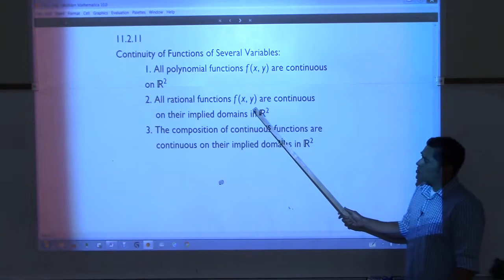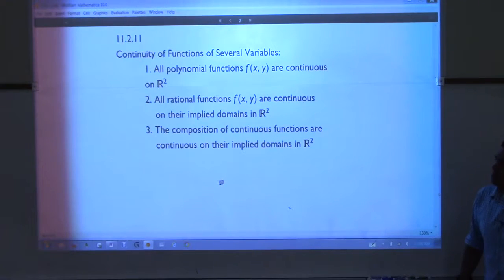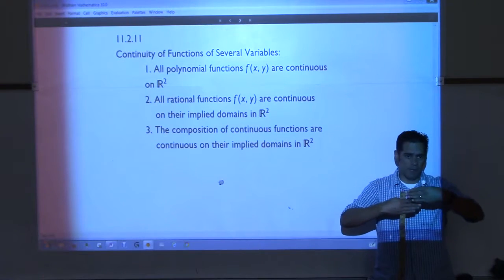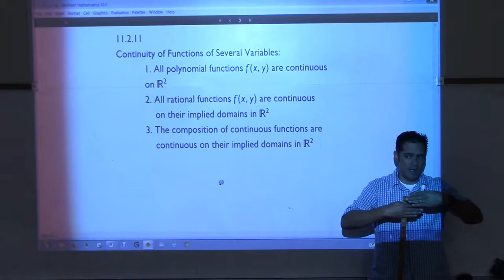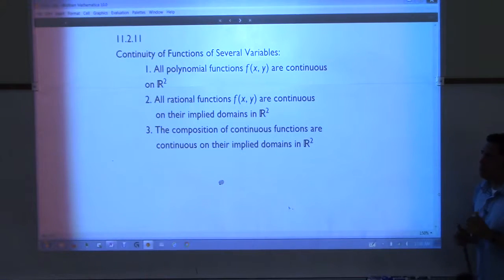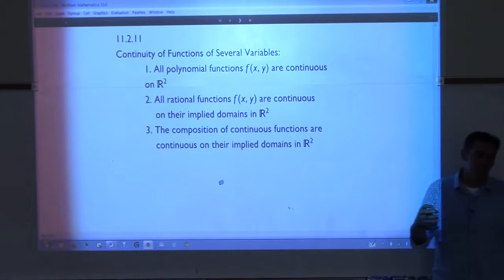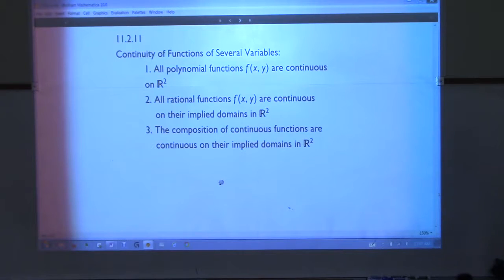Also, all rational functions are continuous on their implied domains. So we talked about domains last time. Domains of functions of two variables. If it's a rational function, that means you have a ratio of two polynomial functions, then it's continuous as long as the denominator can't be 0. And then lastly, the composition of continuous functions are continuous on their implied domain. So if you take a continuous function, plug it into a continuous function, you still maintain the continuity. All right, that's it. We're done with 11.2.